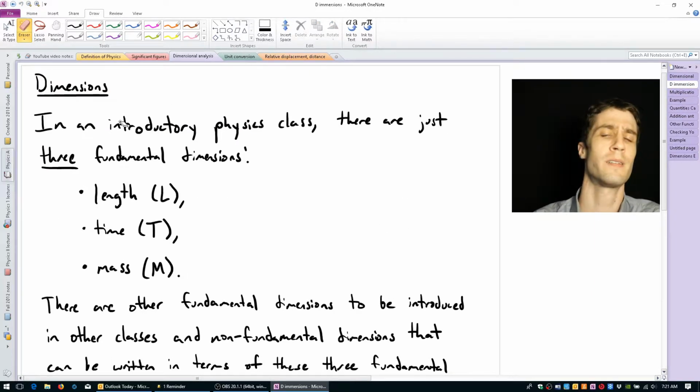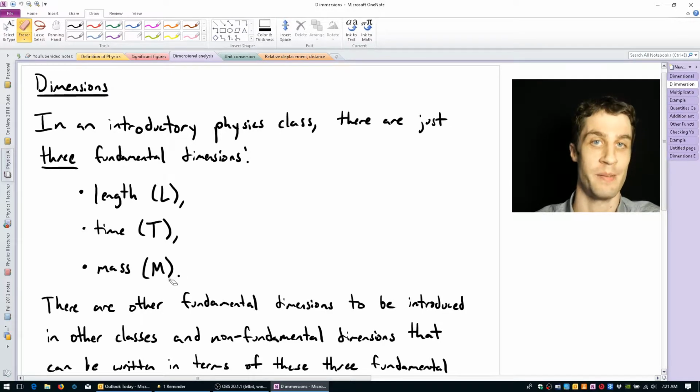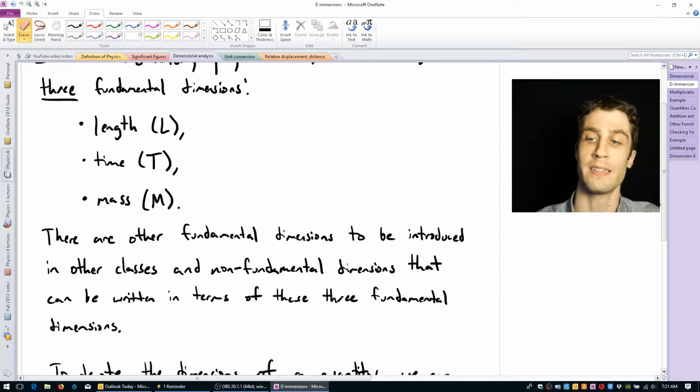Okay, so what are dimensions? What am I talking about here? In an introductory physics class, there are just three fundamental dimensions: length, time, and mass. That's it. There are other fundamental dimensions to be introduced in other classes.